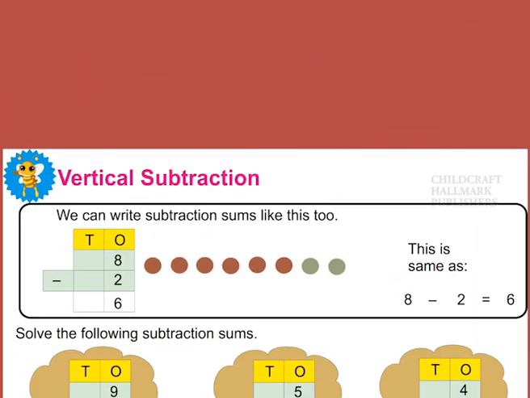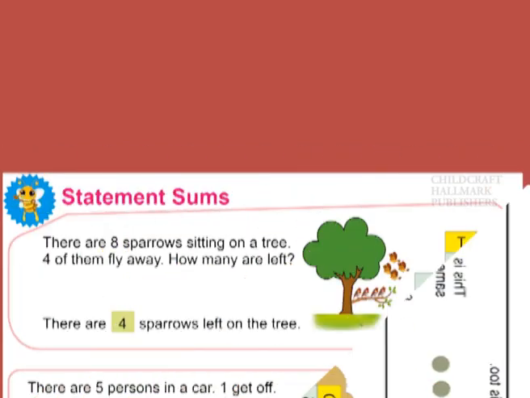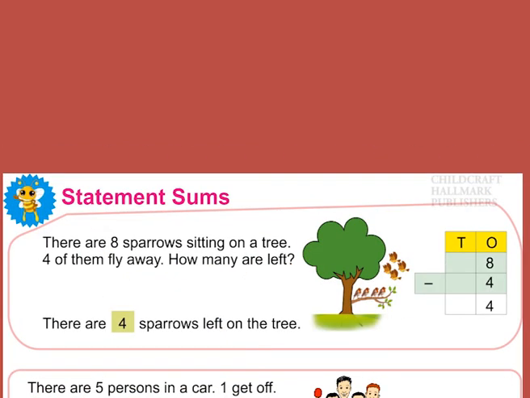Vertical subtraction. We can write subtraction sums like this too. This is same as 8 minus 2 is equal to 6. Statement sums. There are 8 sparrows sitting on a tree. 4 of them fly away. How many are left? There are 4 sparrows left on the tree. 8 minus 4 is equal to 4.